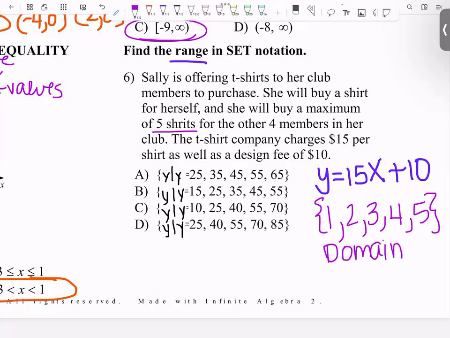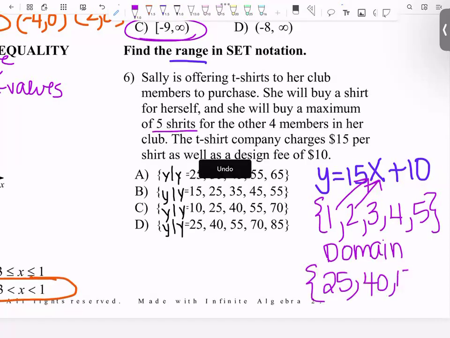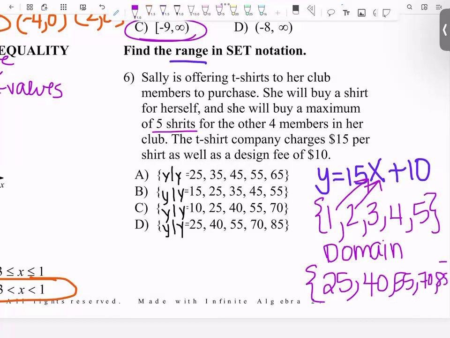Remember, your range is based on your domain. So if we plug in a 1 for X, and we put that in our calculator, 15 times 1 plus 10 is 25. And then we plug in a 2 for X, 15 times 2 plus 10 is 40. And then we keep that pattern going. We have 55, and then 70, and then 85. So this represents our range based on the fact that she could buy somewhere between 1 and 5 t-shirts.